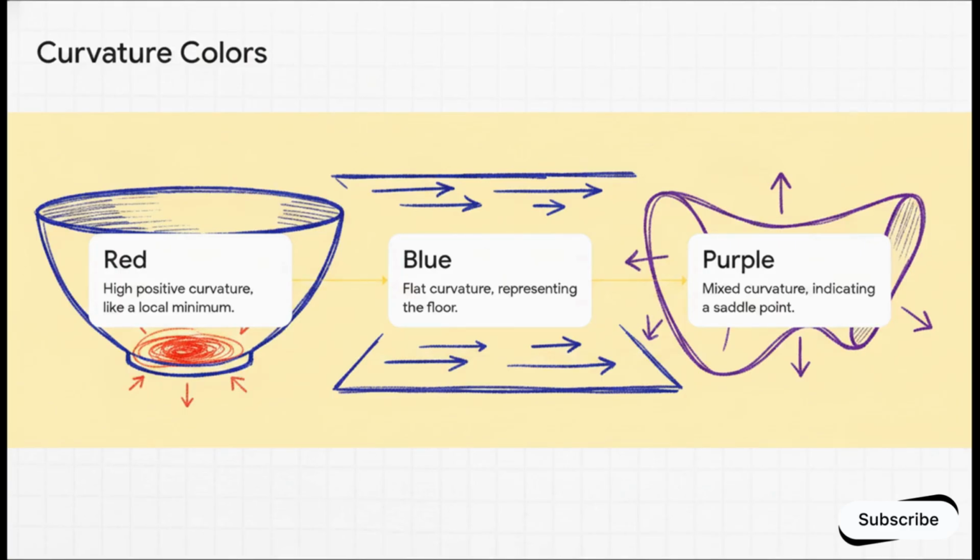Step 2 is blue. Flat curvature. The Hessian is near 0, meaning you're on the floor. You can keep walking and take big steps. And step 3 is purple. This is mixed curvature. Some eigenvalues are curving up, others are curving down. You're trapped on a saddle point, literally shaped like a horse's saddle. Gradient descent gets completely stuck here, but the Hessian, it sees the purple. It sees that downward curve, and it knows exactly how to escape.